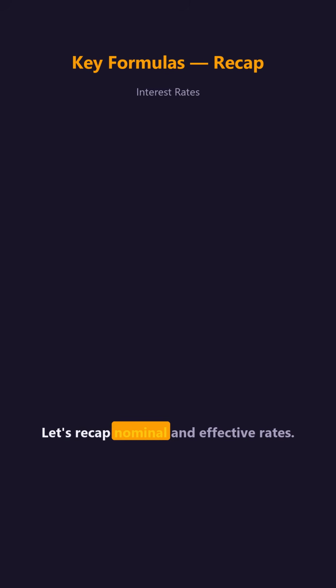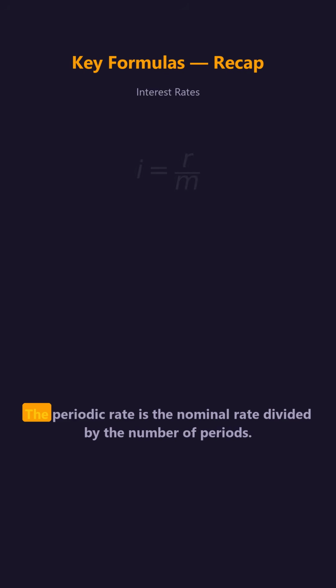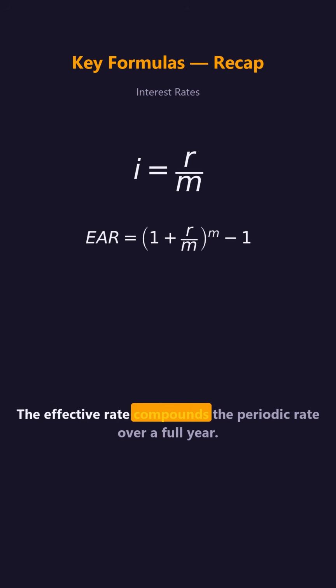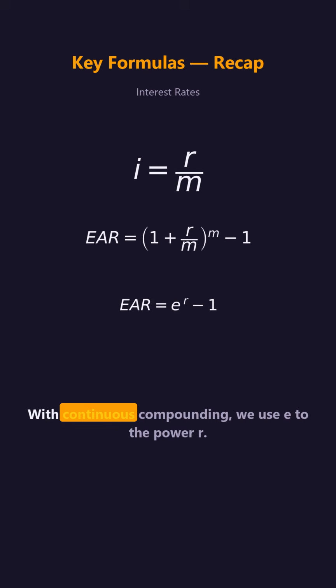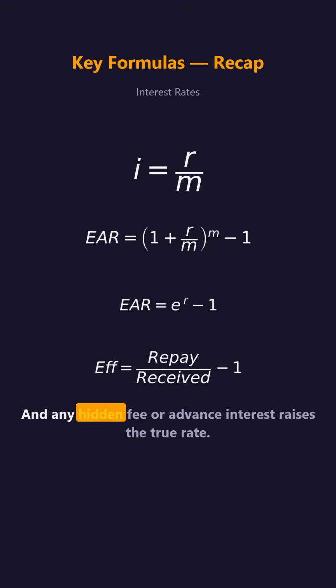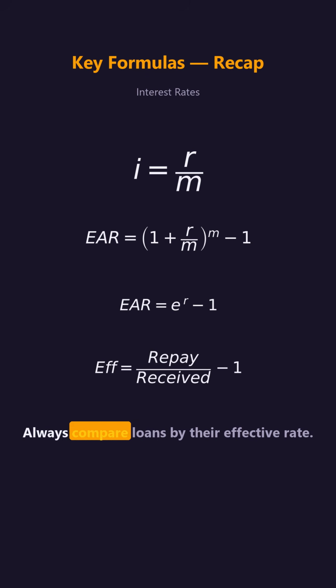Let's recap nominal and effective rates. The periodic rate is the nominal rate divided by the number of periods. The effective rate compounds the periodic rate over a full year. With continuous compounding, we use e to the power r. And any hidden fee or advance interest raises the true rate. Always compare loans by their effective rate.